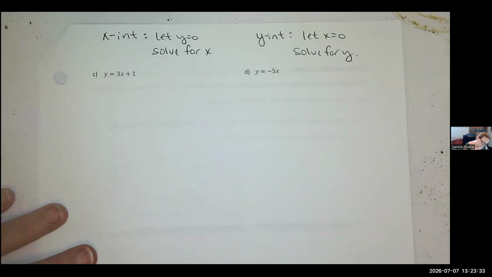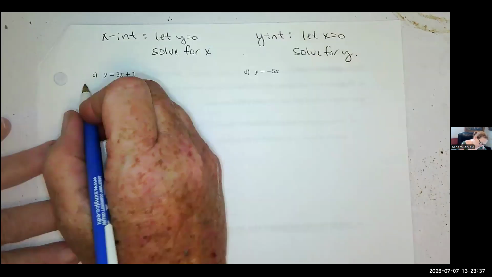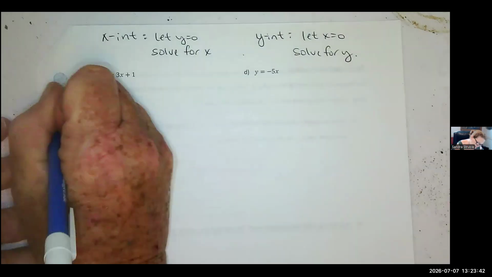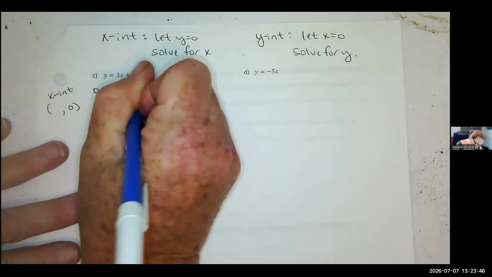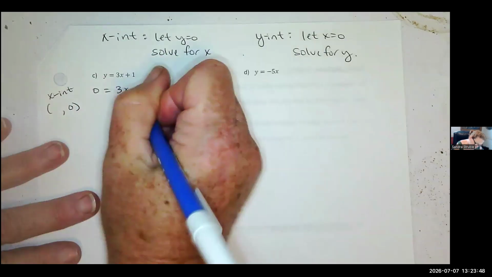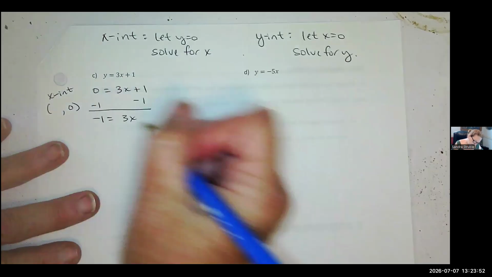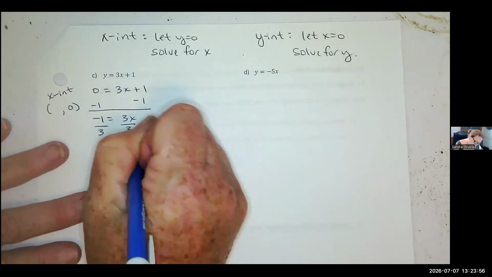Okay, so starting off with the first one, we're going to find our x-intercept. We're going to let y equal 0 and solve for x. Subtracting 1 from both sides. 3 is attached to x by multiplication, so we're going to divide both sides by 3. So x equals negative 1/3. Do not use decimals.